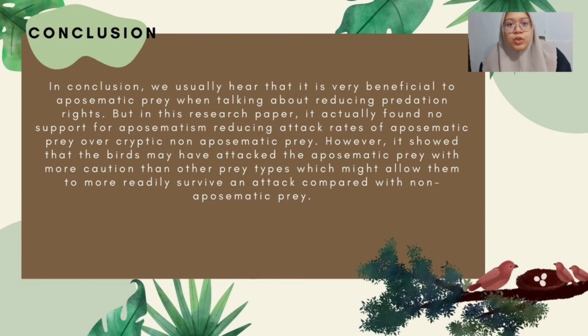In conclusion, we usually hear that it is very beneficial to aposematic prey when talking about reducing predation, right? But this research paper actually found no support for aposematism reducing attack rates of aposematic prey over cryptic non-aposematic prey. However, it shows that the bird may have attacked the aposematic prey with more caution than other prey types, which might allow them to more readily survive the attack.